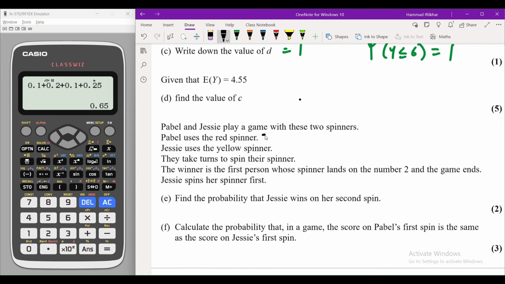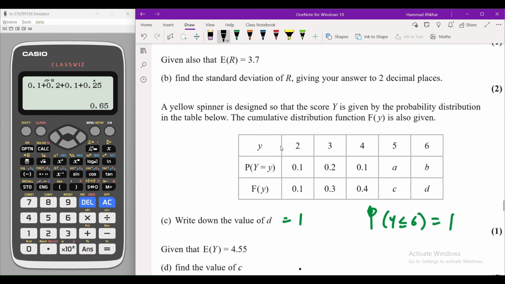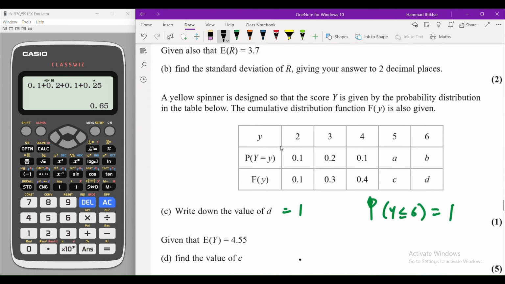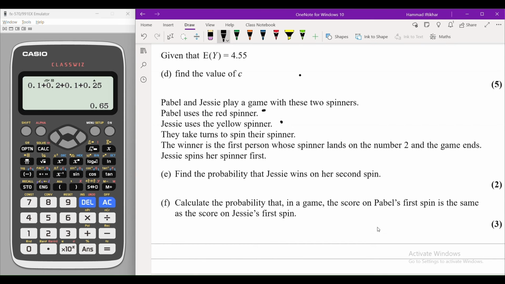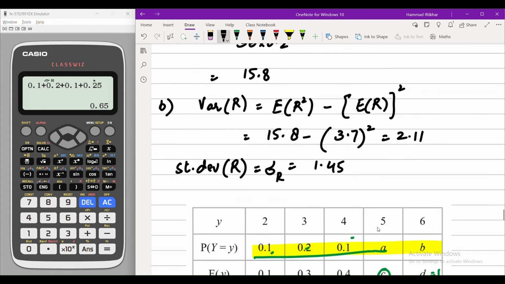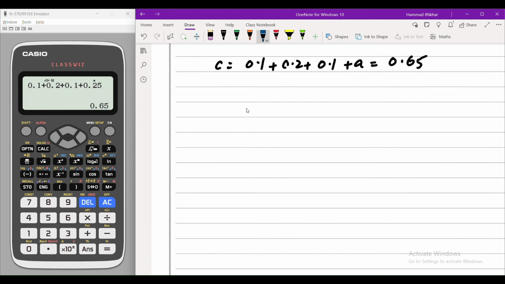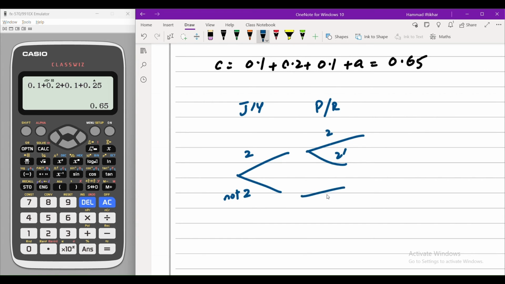Okay, red spinner, wait. So we have red spinner over here, yellow spinner over here, okay? But the probabilities are different. So Jessie has yellow. So let's make a tree diagram, just temporarily over here. So Jessie, yellow: either it's 2 or not 2. And for Pavel, who has red, either it's 2 or not 2.